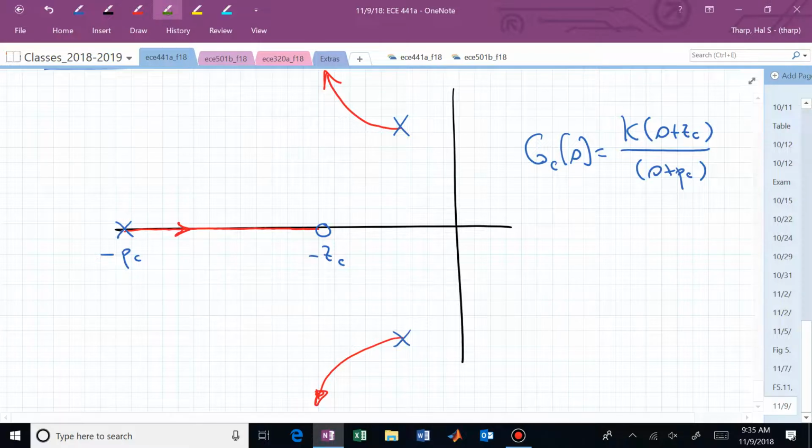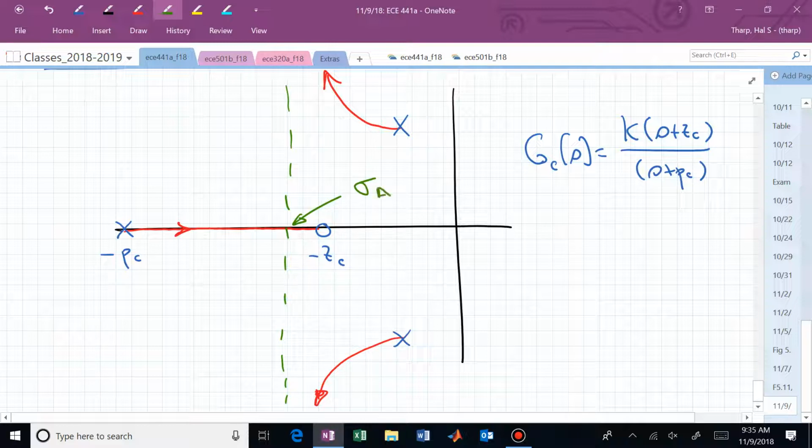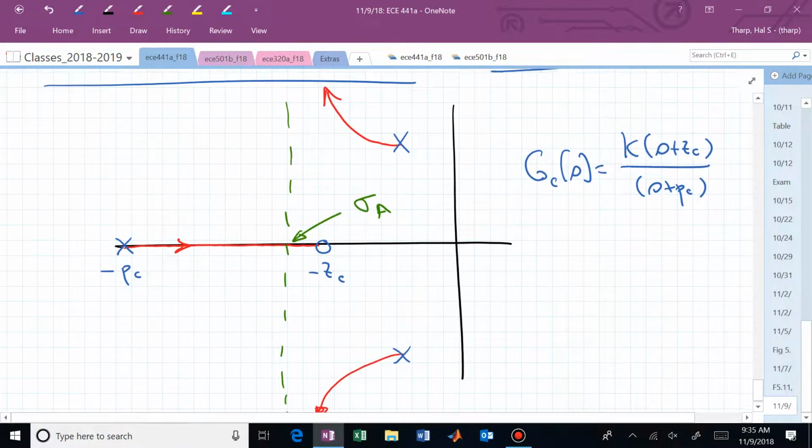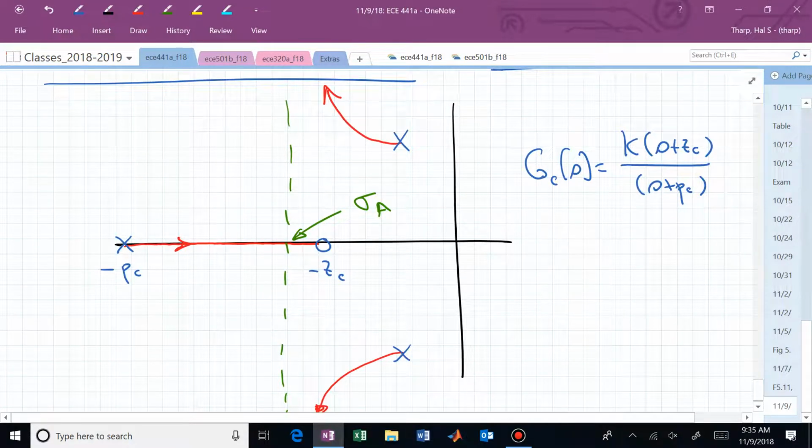Which means that we now might be doing something like this, where those asymptotes, sigma sub A, are going to be influenced by the poles and zeros locations, and those are now where we will approach with our closed loop poles using a phase lead controller. And we might now want to locate our closed loop poles here and here.